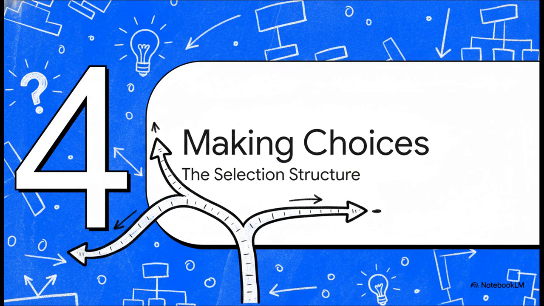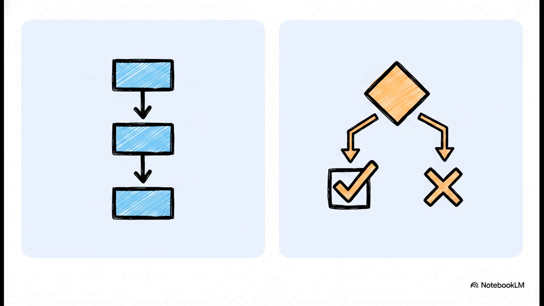The selection structure. So while a sequence just executes all steps in order blindly, a selection is a bit of a game changer. It defines two different actions depending on the outcome of a specific condition. It basically evaluates an expression to either true or false before it decides which path to take. And honestly, this right here is exactly how computers make decisions.